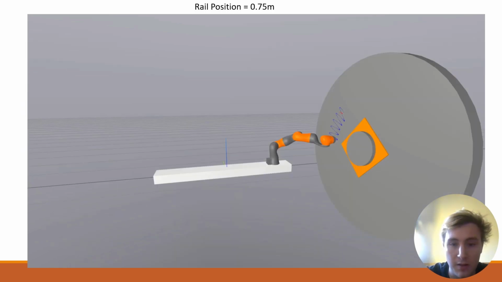Awesome, so here is another weaving operation. What's cool about weaving is that it actually lets you determine the thickness of your material. So here we can see the robot arm moves back and forth as it prints, and this is with a rail position of 0.75 meters. And the rail position is the distance from that blue vertical line to the robot arm base. So it's like the movement along the linear rail.